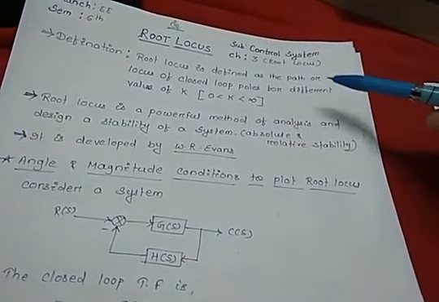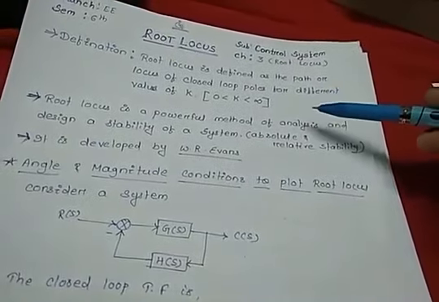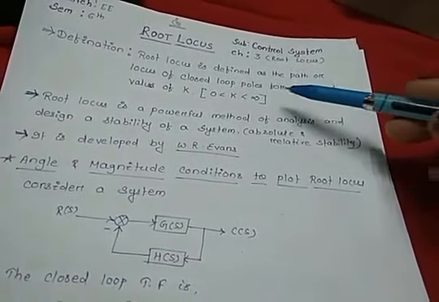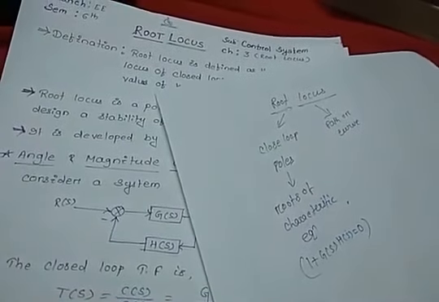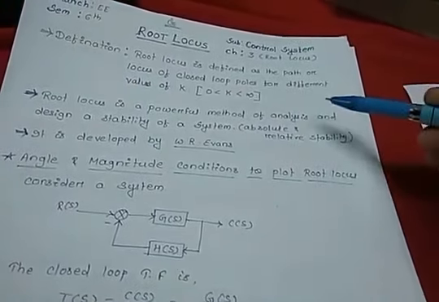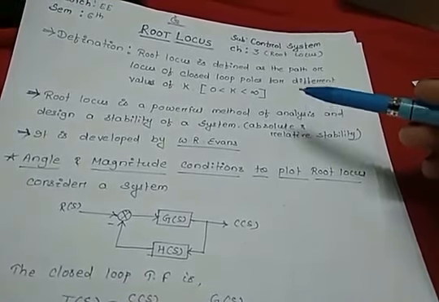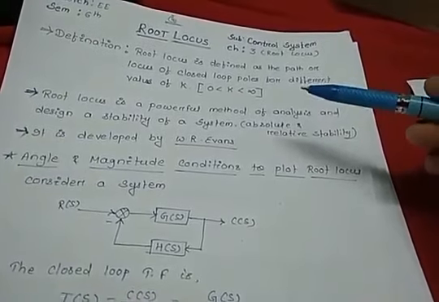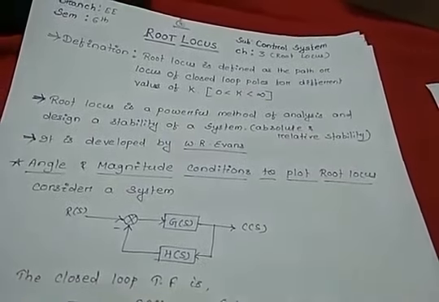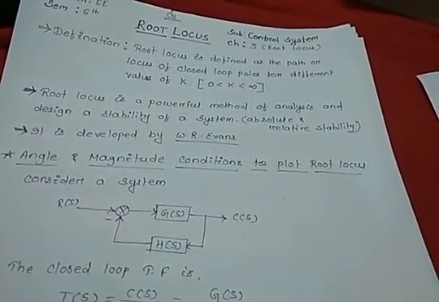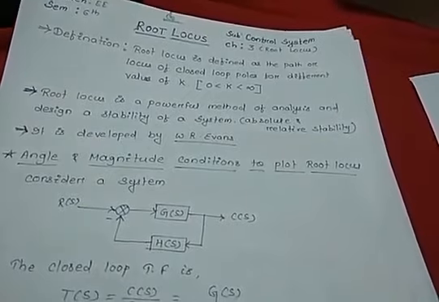Coming to the definition, root locus is defined as the path or locus of closed loop poles. Already I have told you the closed loop poles are nothing but the roots of the characteristic equation, for different values of K. The value of K, or the gain, varies from 0 to infinity. Root locus is a very powerful and very important method to analyze the stability of a system.